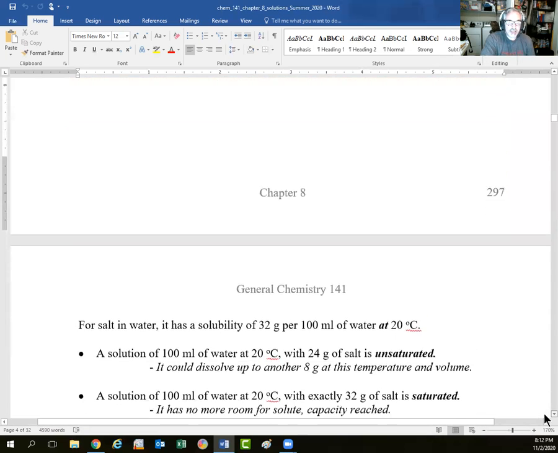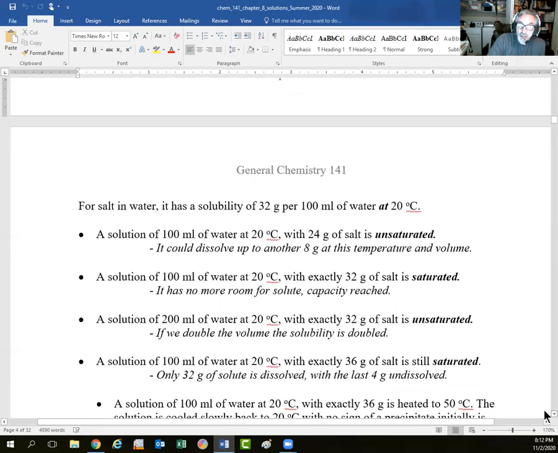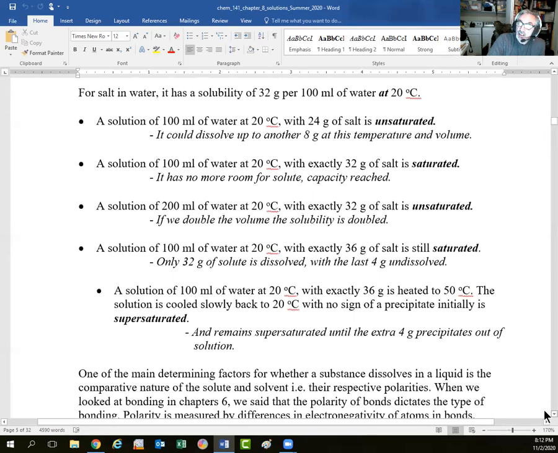So unsaturated when we've got less than the maximum, saturated once we reach our maximum, although we can still add more, and supersaturated when we trick the solution into dissolving more at that temperature by raising and then dropping the temperature. Raising the temperature to dissolve the extra, and then carefully dropping the temperature, making sure nothing precipitates out. So let's look at some examples.